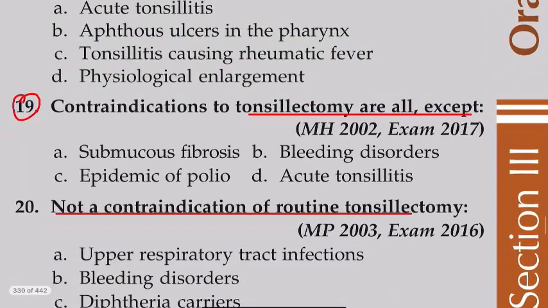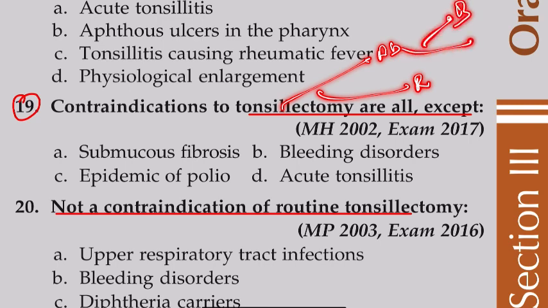Contraindications of tonsillectomy are all except. Now talking about the contraindications, there are absolute and relative. Absolute consists of bleeding disorder, and then epidemic of polio. Relative: hemoglobin level less than 10 gram percent.